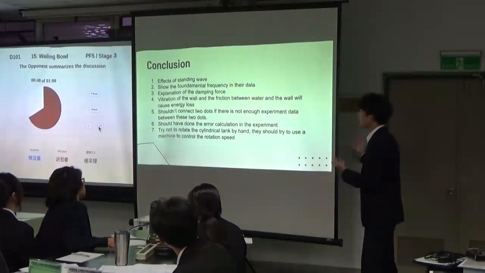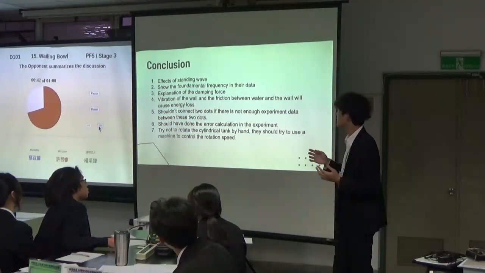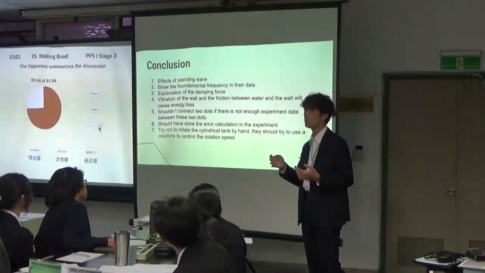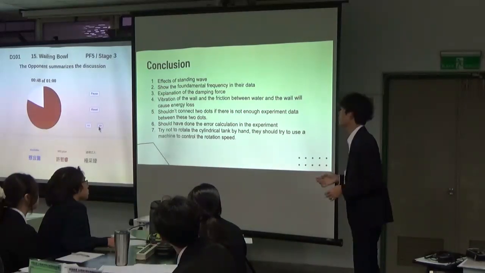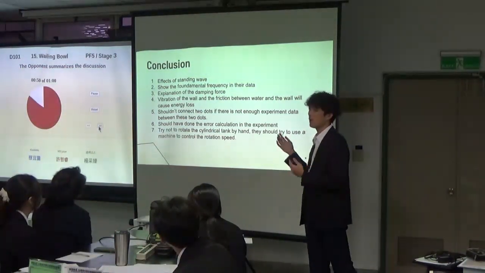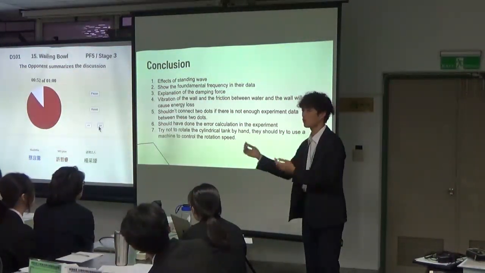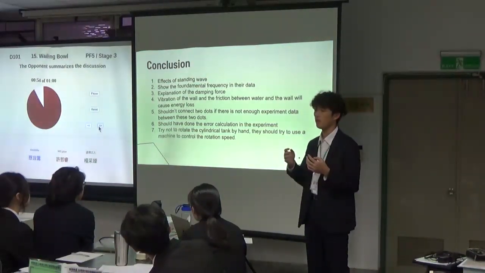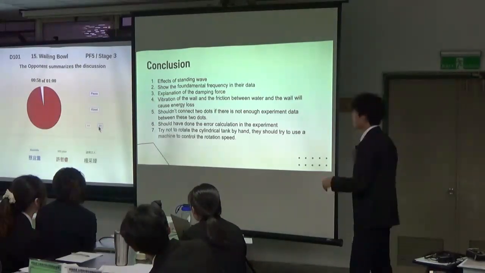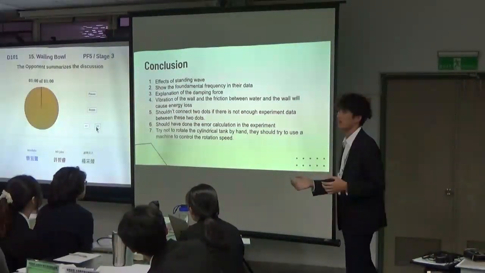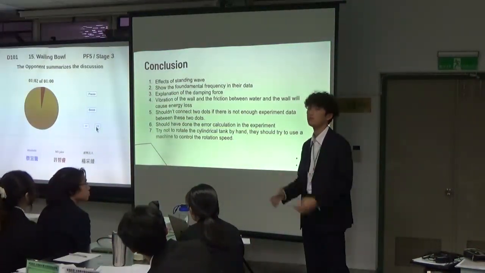And I think that in their data, they should connect two dots if there is not enough experimental data between them, even if they are only trying to show the trend. They should also have done some error calculation in the experiment, and they agree with me that the error is very important for the experiment. And I think they should try not to rotate by hand and try different rotational speeds. Thank you.